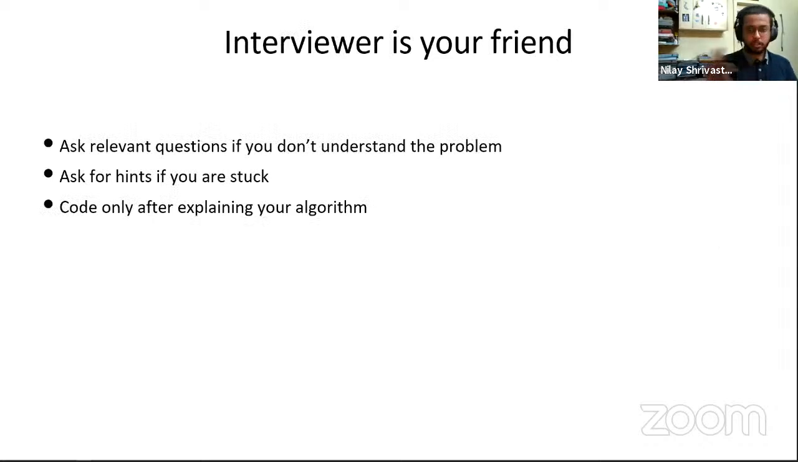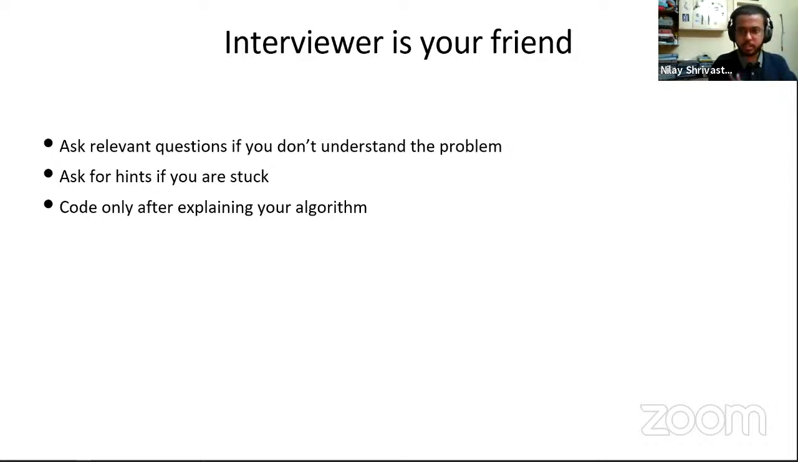So extending on this, after you keep in mind that your interviewer is your friend, just try to take advantage of this fact. How can you do that? You should ask relevant questions if you don't understand the problem. That's, I think, the most important checklist item in this particular slide.